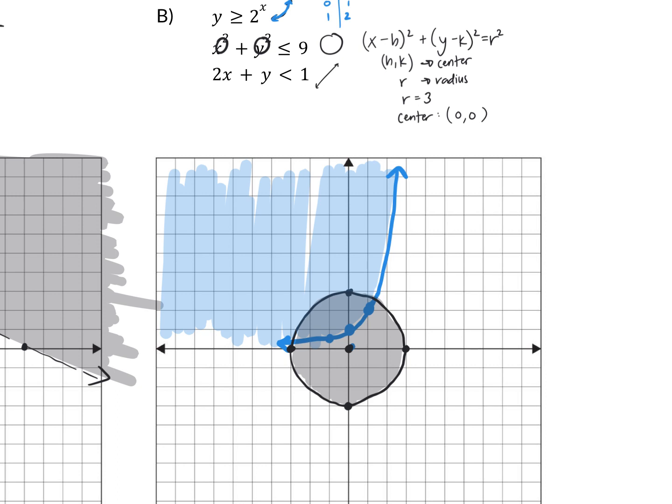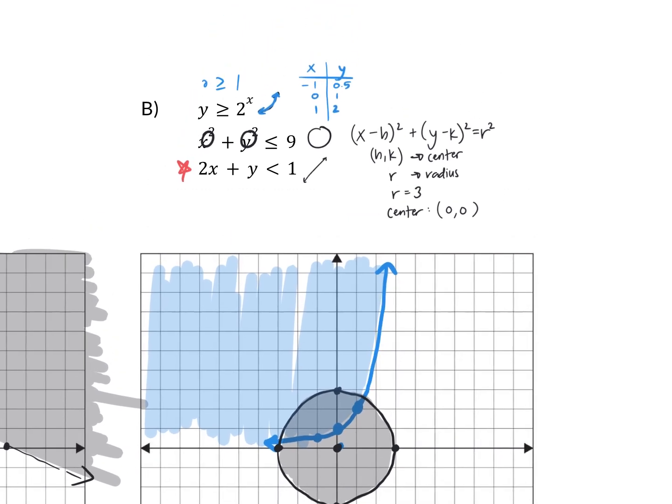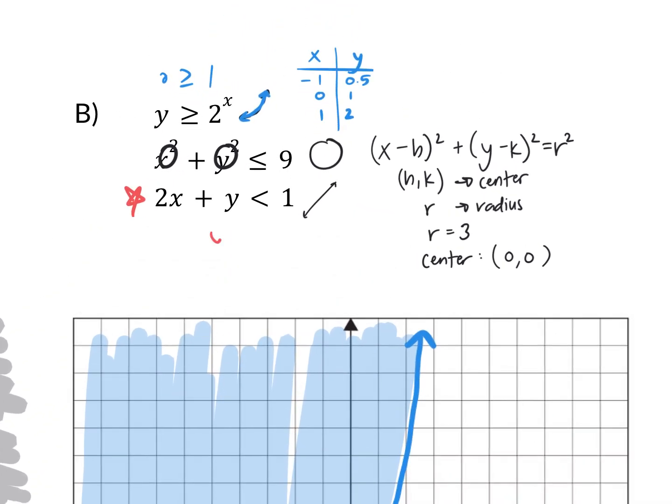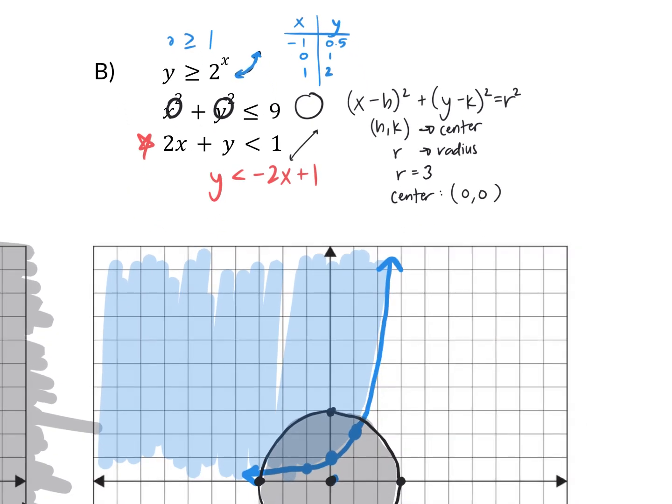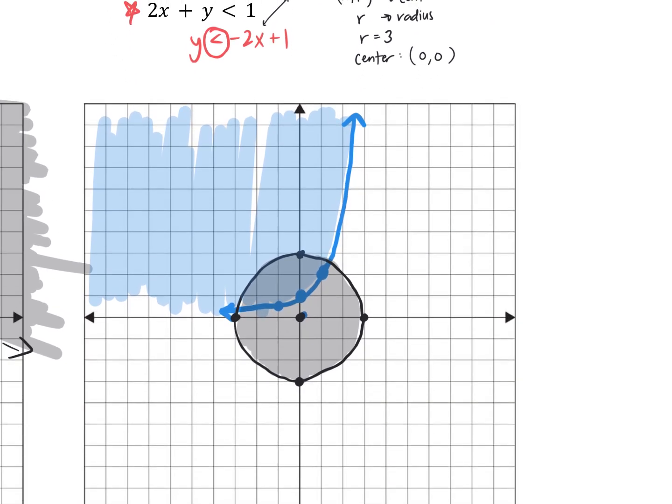But I have one more line, which I will do in red. So my last equation that I'm going to graph is 2x plus y is less than 1. So if I want to get y by itself, I'm just going to subtract that 2x over. And then this one is going to be a dashed line, so we got to be careful when we're drawing this one. At 1, I got a slope of -2. And then I've got a dashed line.